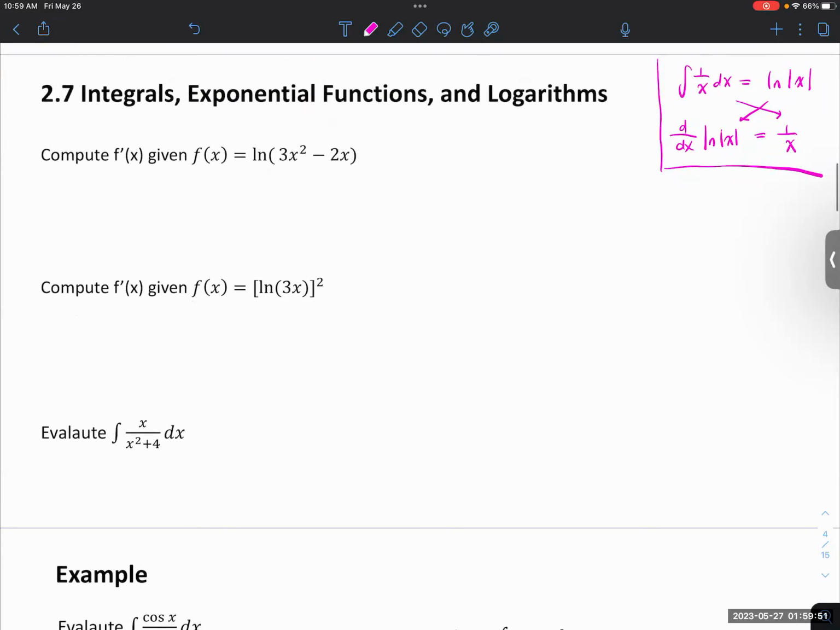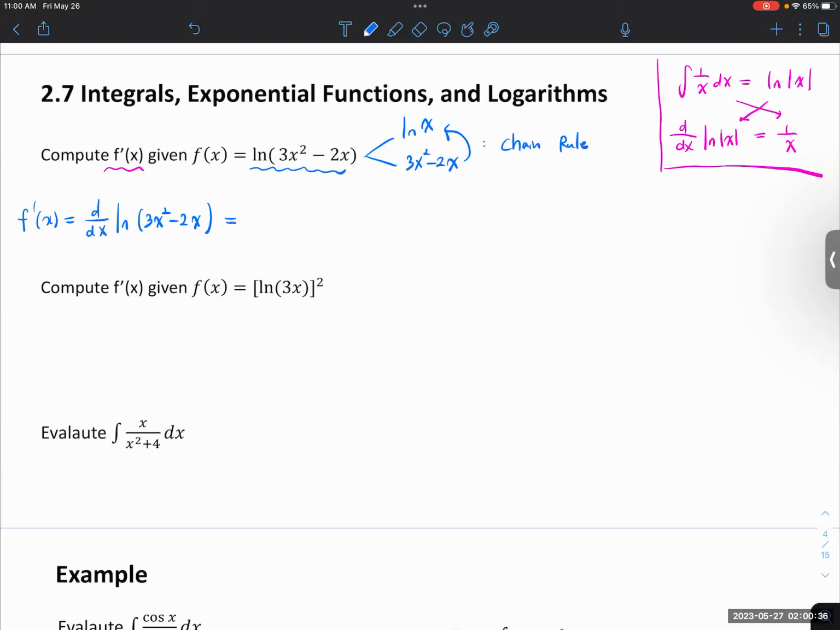Let's look at the first example. Compute: we're going to take the derivative when you have the function ln of 3x squared minus 2x. What does it mean? You are going to take the differentiation, d over dx of ln of 3x squared minus 2x. Here, you have to check the structure of the function. This function has an ln function, ln x, and then 3x squared minus 2x has been substituted into the ln x. So you have to think about what? Chain rule.